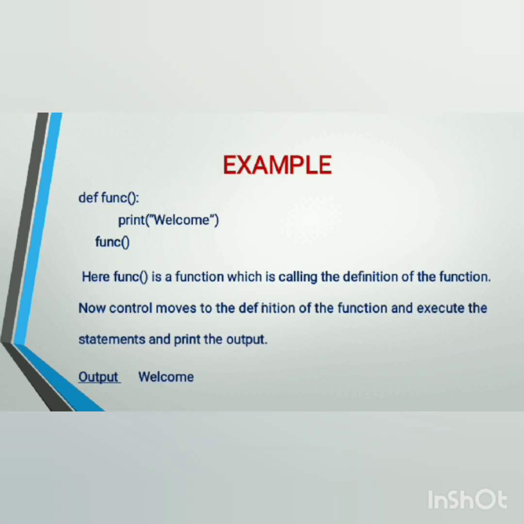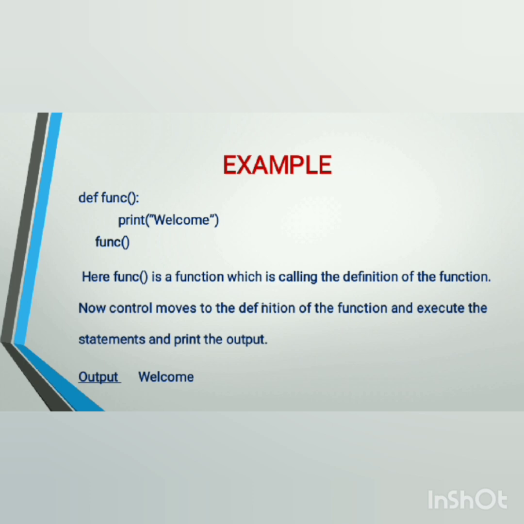So this is an example. See, already we have seen the function definition: def func, then open close parenthesis, colon, then print welcome. This is called the function definition. After that I have created the function calling. What is the function name? func. Have I passed any arguments here? No, I have simply passed zero arguments, right?